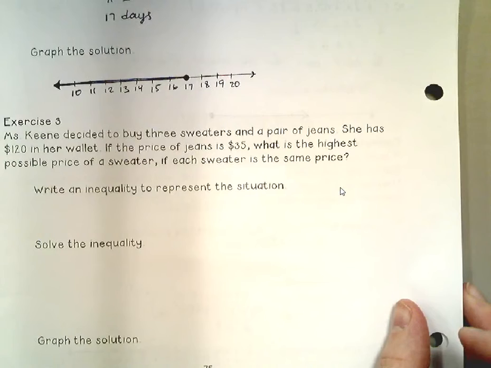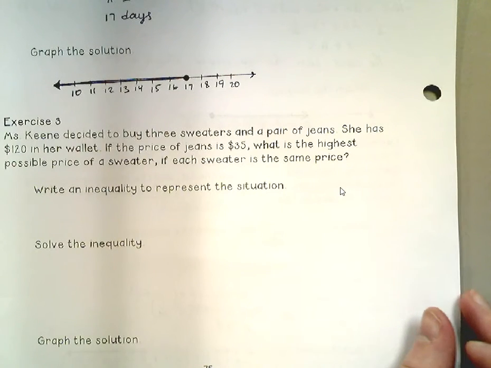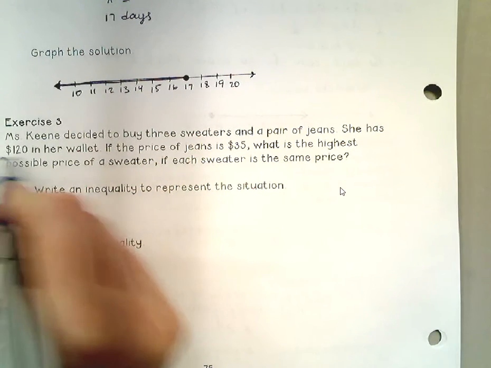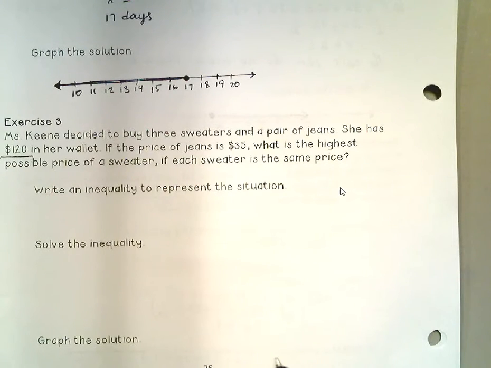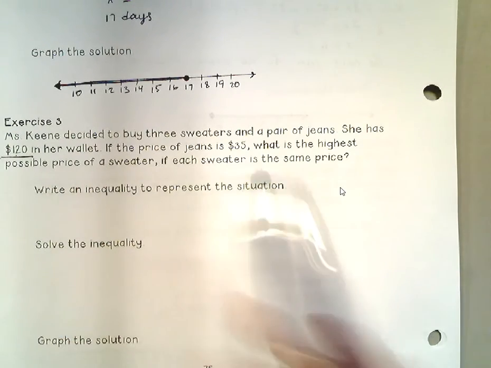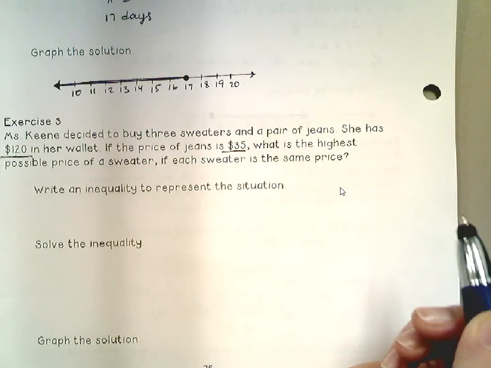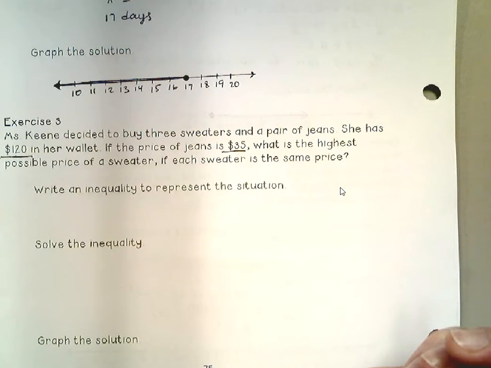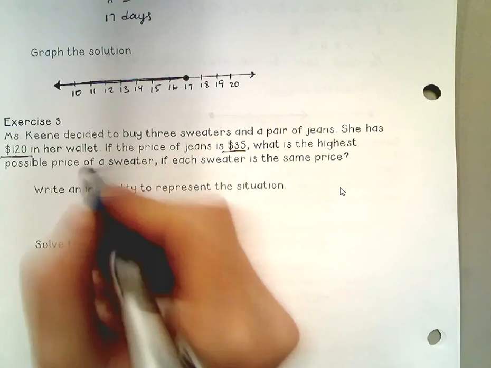All right, last problem here. Miss Kian decided to buy 3 sweaters and a pair of jeans. She has $120 in her wallet. If the price of jeans is $35, what is the highest possible price of a sweater if each sweater is the same price? So we have 120. That's how much she has. She doesn't have more than that. She can spend 120, but she can't spend more. And if the price of jeans, that's what we know. And we don't know the price of a sweater. So let the price of a sweater be x.